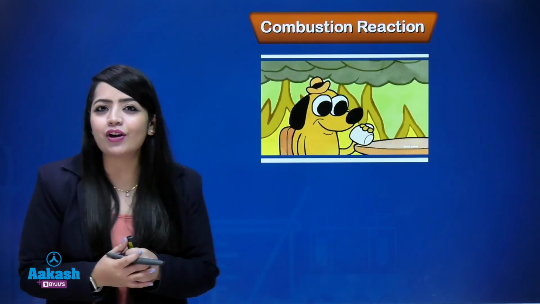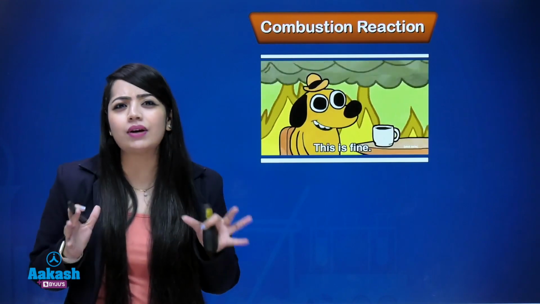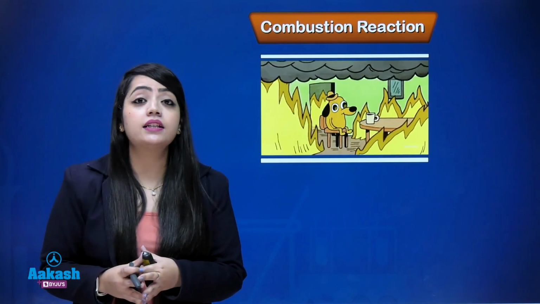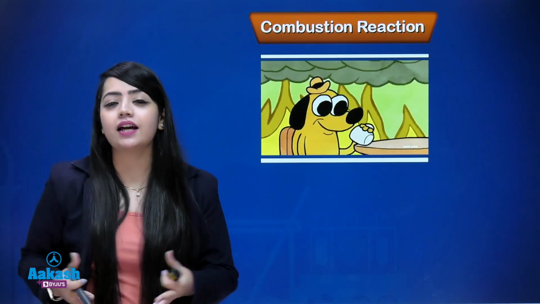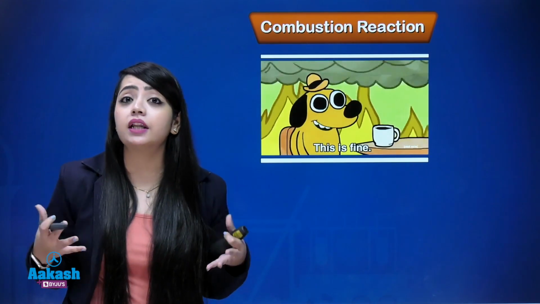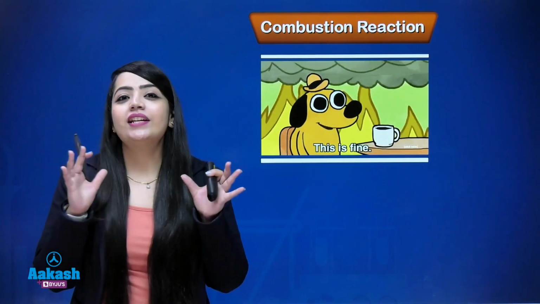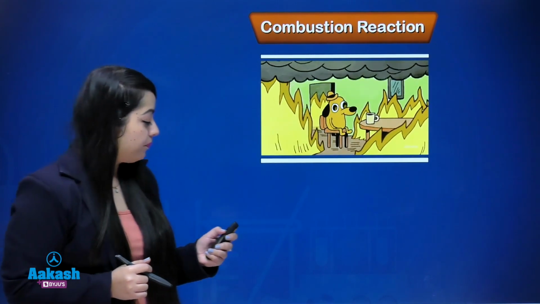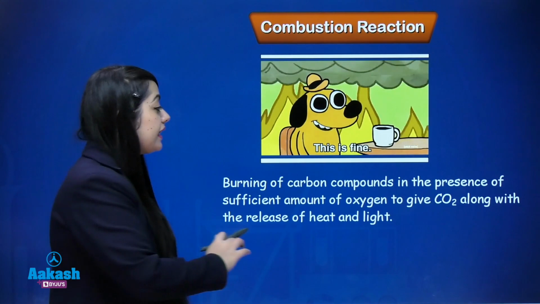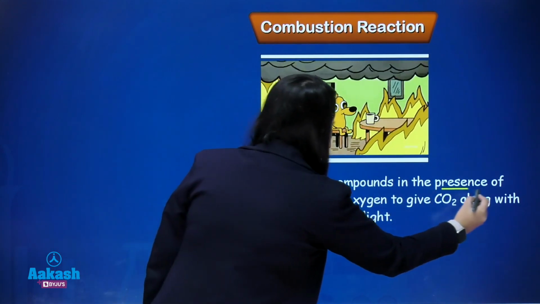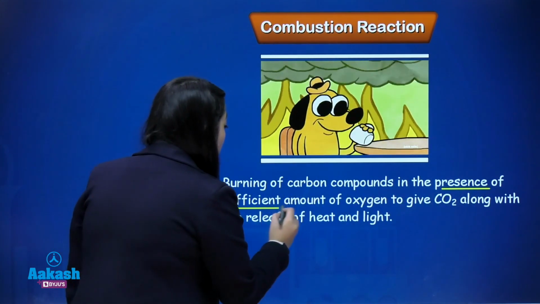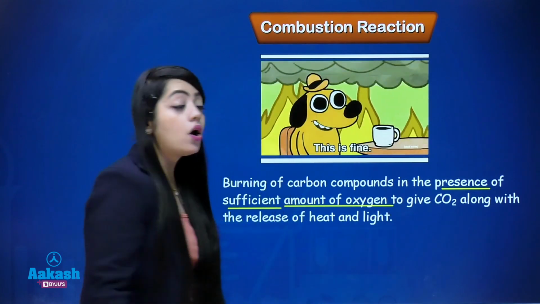Can you see something on the board? हाँ, कुछ जलता हुआ सा तो दिख रहा है, right? That means combustion actually होता क्या है? Combustion is basically burning of anything in the presence of oxygen, right? So let us see its definition first, right? तो क्या होती है combustion? It is basically the burning of carbon compounds in the presence of sufficient amount of oxygen.